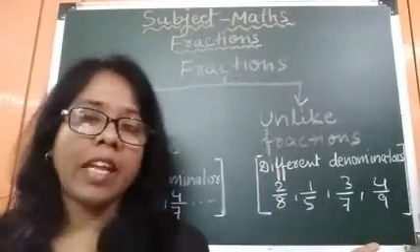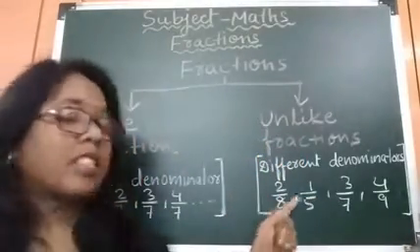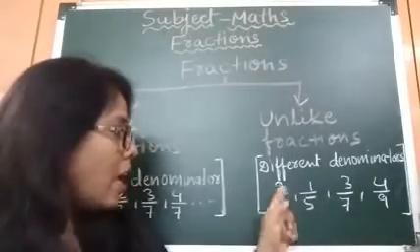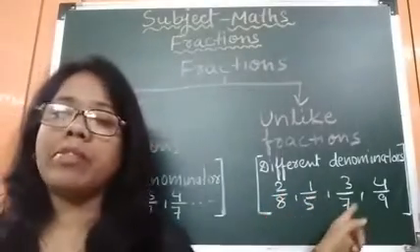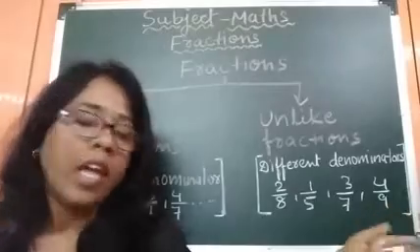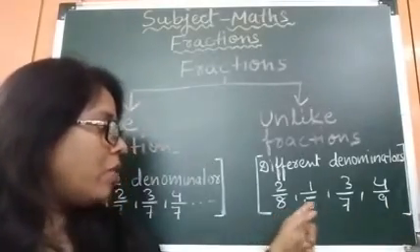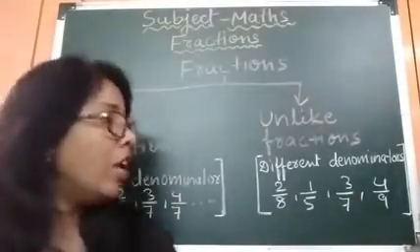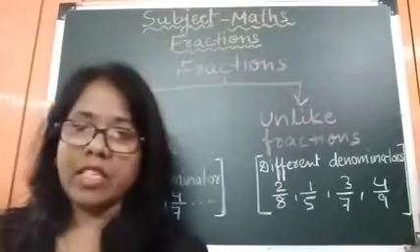Second one is unlike fractions. In unlike fractions, denominators are different. Like 2 upon 8, 1 upon 5, 3 upon 7, 4 upon 9. In each case, denominators are different. So, these are called unlike fractions. Fine.